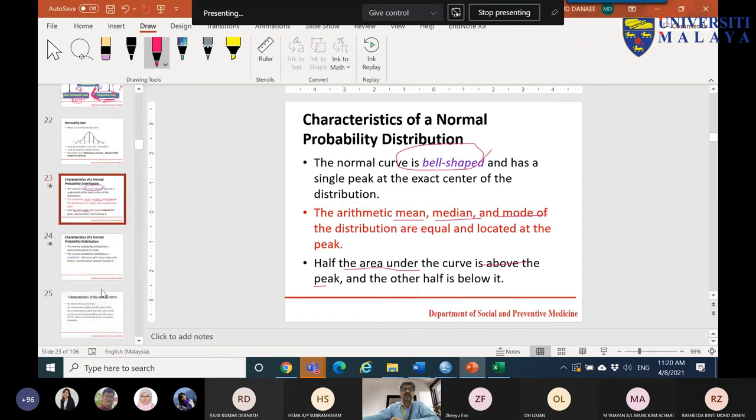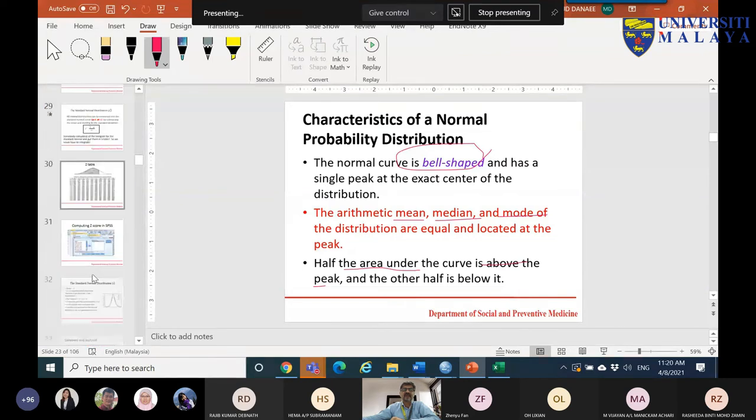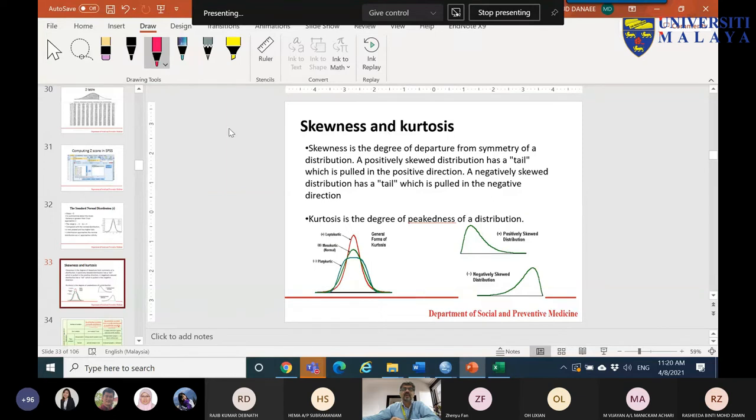To test the normality of the distribution, there are two statistics that can be calculated. One is skewness, the other is kurtosis. Skewness is the degree of departure from symmetry of a distribution. As you can see in this figure, the normal curve should be here, but the peak deviated from the symmetry to the left. And here, the peak tends to the right side. When the peak is on the left side, we call it positively skewed because the tail is in the positive area. And when the peak is on the right side, we call it negatively skewed.